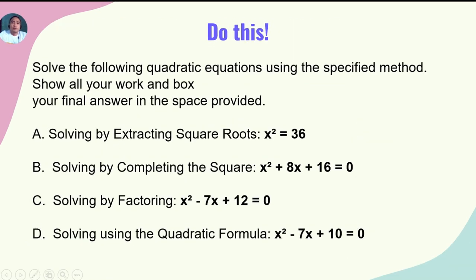In our previous video lesson, I gave you the idea on how to solve a quadratic equation using extracting the square roots, completing the square, or factoring. Now, it's your time to solve this quadratic equation using the specified method. Show all your work and box your final answer.